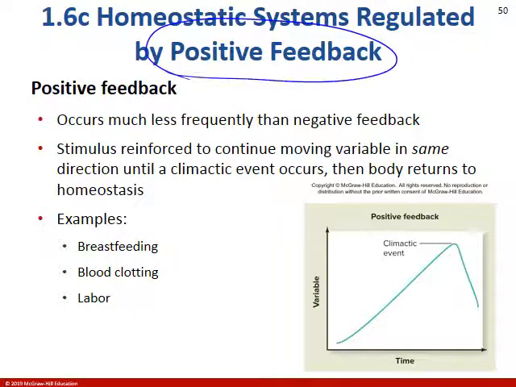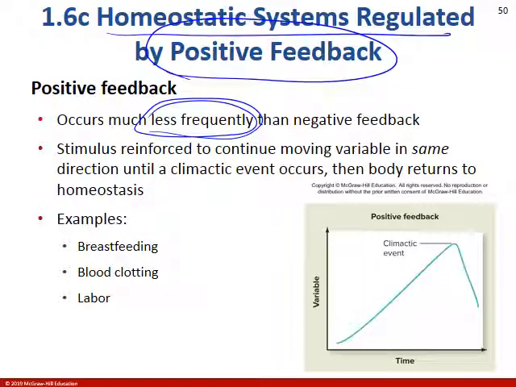So positive feedback is another way that we can have homeostatic regulation. Positive feedback occurs much less frequently. Some examples: breastfeeding, blood clotting, labor. So let's move to the picture and I'll talk about positive feedback, but I like to think of it as kind of driving in the same direction.